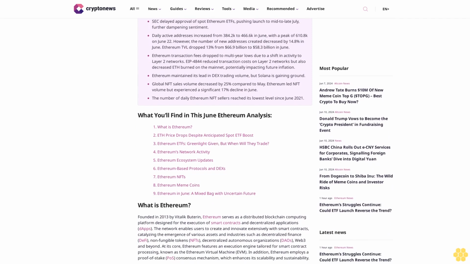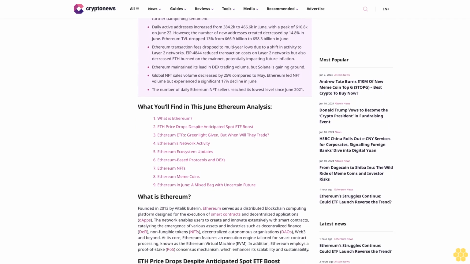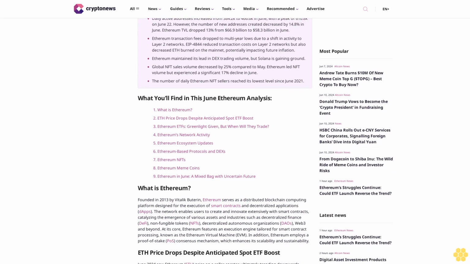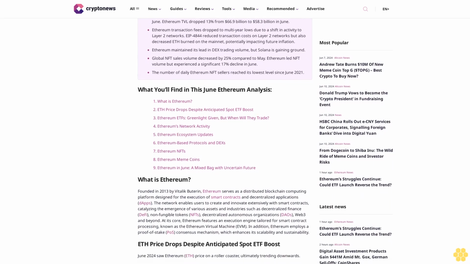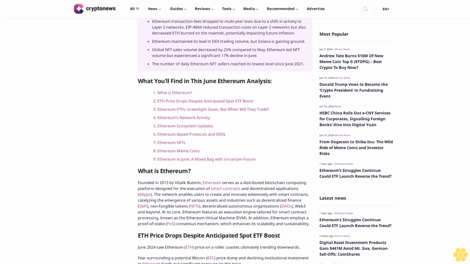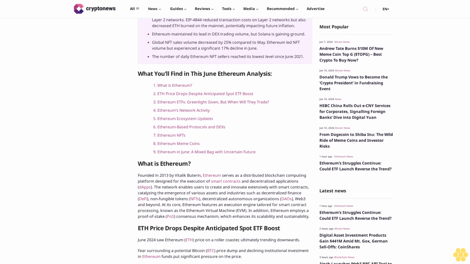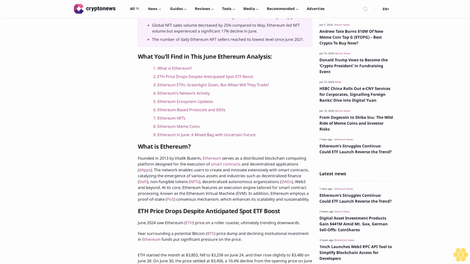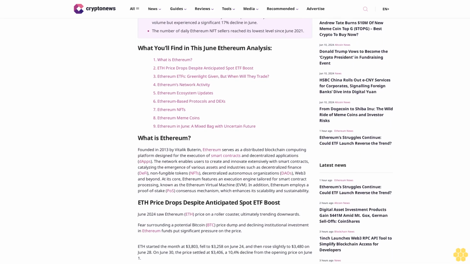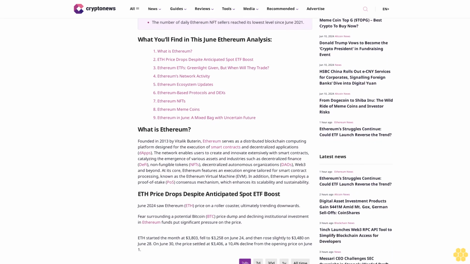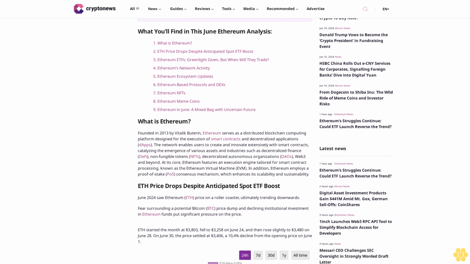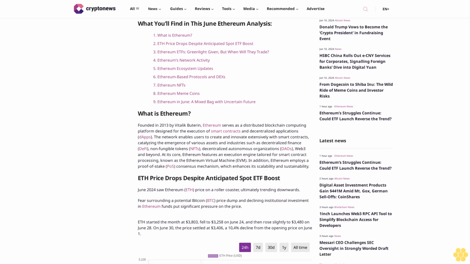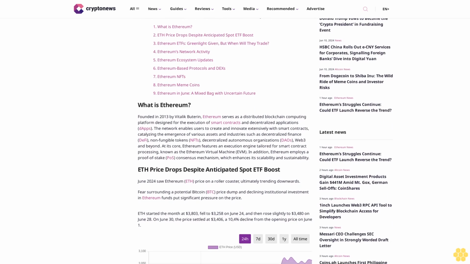Daily active addresses increased from 384.2k to 466.6k in June, with a peak of 610.8k in June 2022. However, the number of new addresses created decreased by 14.8% in June, and Ethereum TVL dropped 13%, from $66.9 billion to $58.3 billion in June.